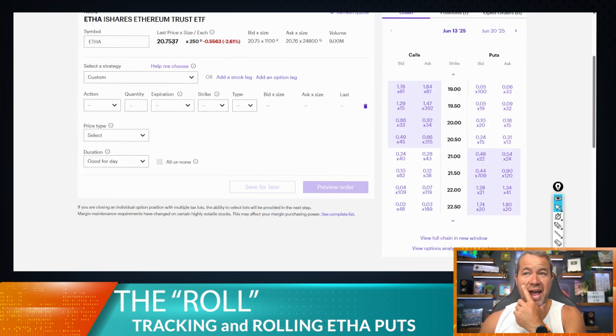Right now ETH-A is trading at $20.75. Here's the options. Now, first, I want to explain a little bit about what we're doing when we do these trades. Obviously, we talked a little bit about time decay and intrinsic value last week. So if we're looking at the $21 put right here, the intrinsic value in that put is 25 cents. How do we get that? We take the strike price minus the last traded price, which is $20.75, and we get 25 cents.